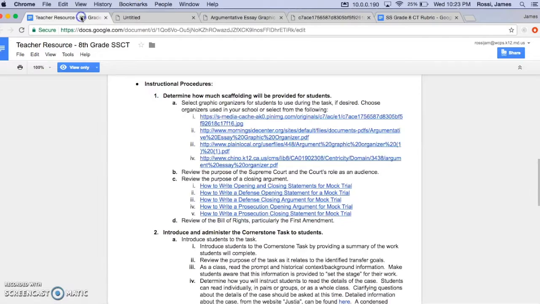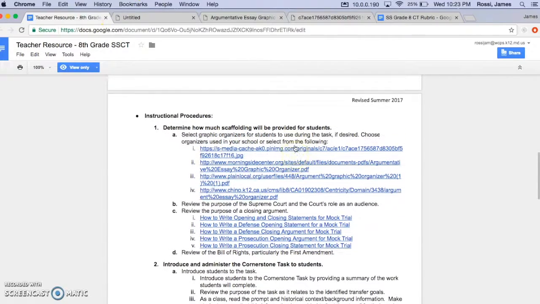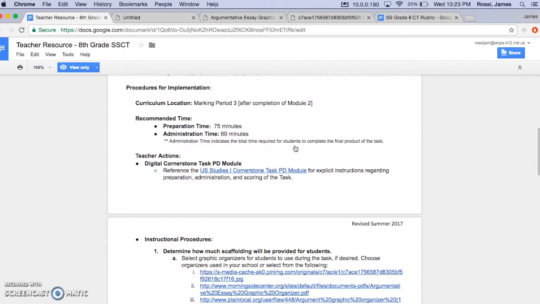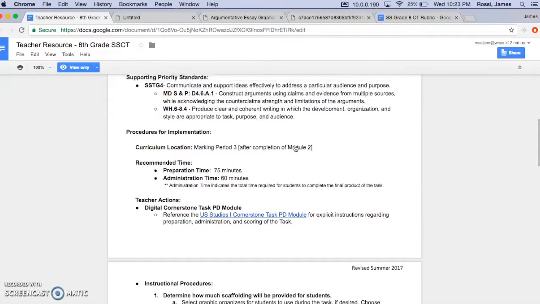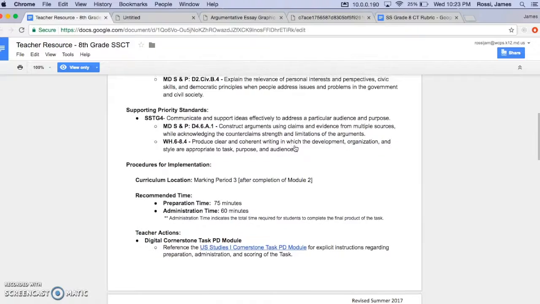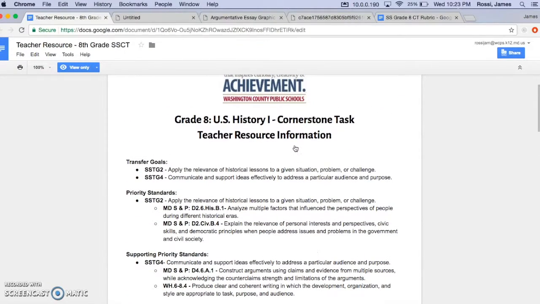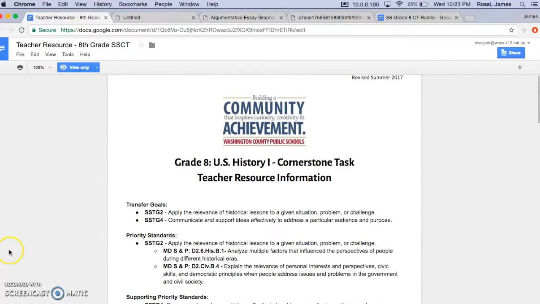Remember, it is important not to change the purpose of or skills assessed by the task. Struggling learners will need additional supports, but you want to ensure that students are still applying the relevance of historic lessons and communicating their ideas on their own. If you have any questions regarding scaffolding the 8th grade cornerstone task for struggling learners, contact your content specialist.